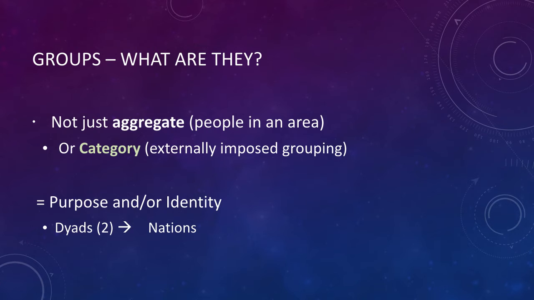Similarly with a category, this is an externally imposed grouping. This can overlap, but typically things like racial and ethnic groups, race groups in particular, can be an externally imposed grouping. Or the nerds in high school might be a category imposed upon a group of people, whether they wanted that or not. People labeled them that way, and they are grouped that way.